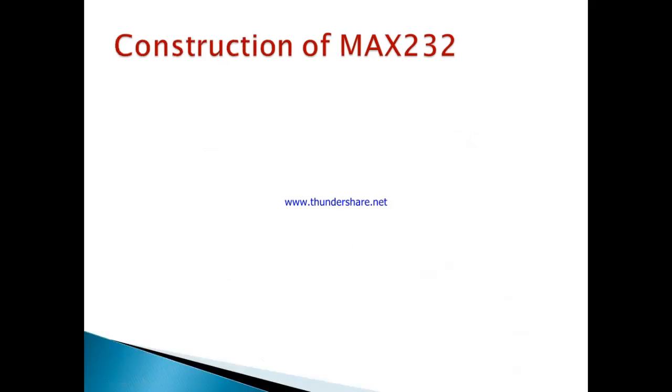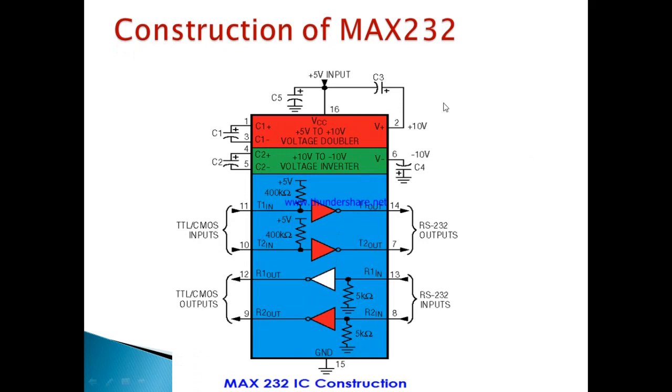Construction of MAX232: it consists of 3 major blocks. It can only be powered by 5 volts. To make its power supply compatible with most embedded systems, the first block is the voltage doubler. In this IC, a switched capacitor technique is used to double the voltage. Once the voltage is doubled, the second block converts that voltage to +10 volt and -10 volt. The third block consists of 2 transmitters and 2 receivers, which actually convert the voltage levels.